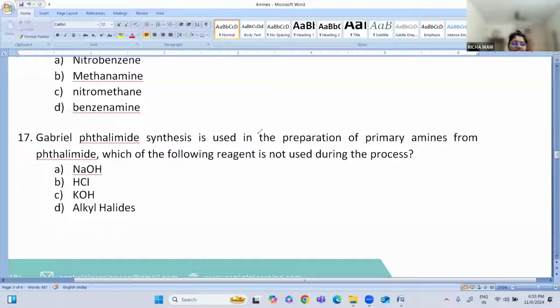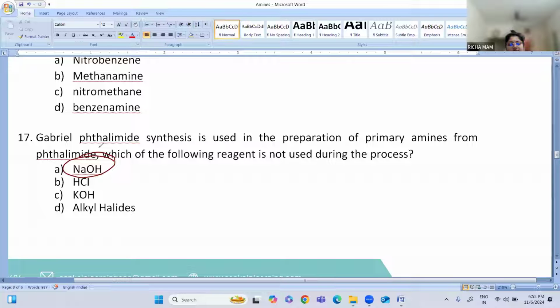Gabriel phthalimide synthesis, okay. What do we use? What is the starting reactant? What do we take? Bhuvan has answered A, it is not used. NaOH is not used, he says. Do you remember the Gabriel phthalimide synthesis? Anybody? Very important for your board exams. For your board exams, Gabriel phthalimide synthesis is very important.